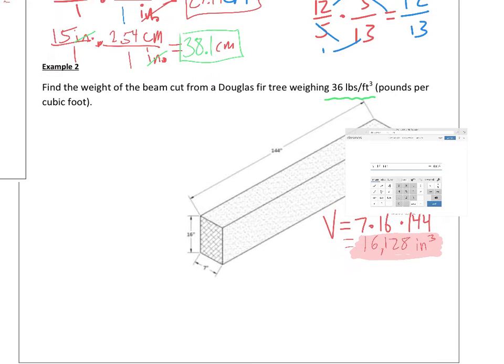So here's what we're going to do. We want to convert this. We want to find the weight, so the weight is in pounds. We have cubic inches. So let's start with 16,128. That's what we need to start with, 16,128, and that is cubic inches.